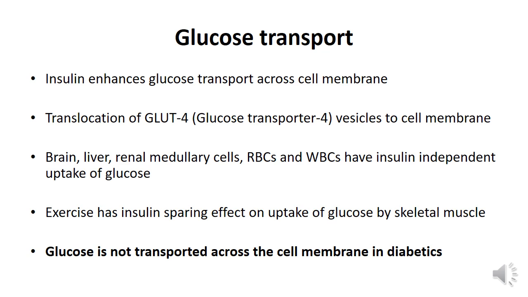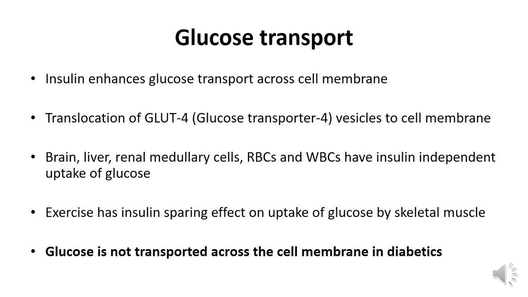There is an exception here. Some tissues like the brain, the liver, renal medullary cells, RBCs and WBCs do not depend on insulin for the uptake of glucose. Another interesting thing here is exercise has an insulin sparing effect on the uptake of glucose.